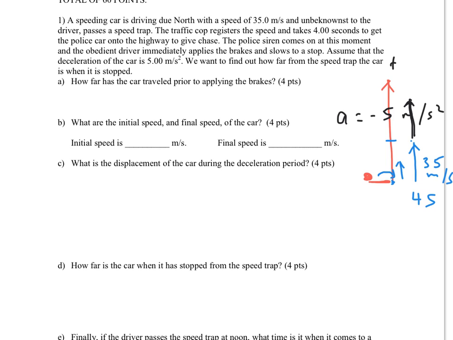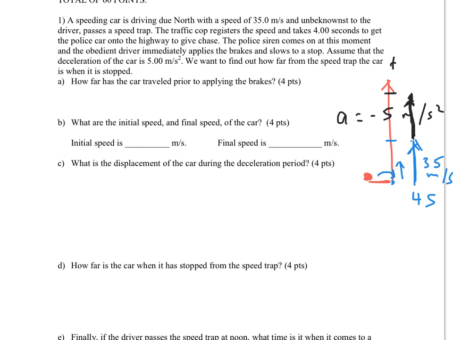So there are two distinct phases to the motion, right? The first part, this part here, is one of constant velocity. The next phase, the part here that I draw in red and in black, that's one where you move at constant acceleration. Yes, it's negative, but it's constant. So let's see what they want. They say we want to find how far from the speed trap the car is when it is stopped.